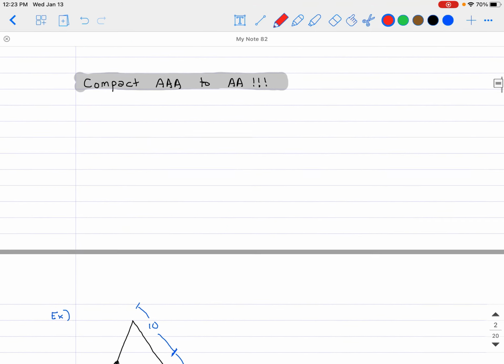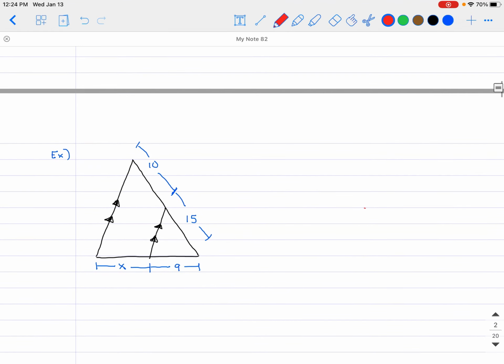But anyhow, let's go ahead and try to look at this as a problem so you can see how this actually works out. So here is an example of it that's algebraic, okay? So in this picture, you can see that we have a triangle inside a triangle where we have two sides that are going to be parallel to each other.